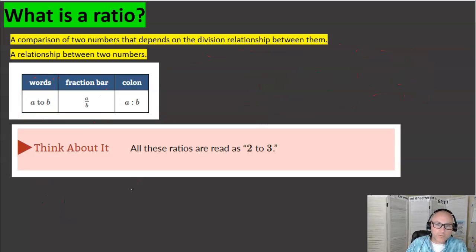So think about it. All these ratios are 3 to 2. Wait, 2 to 3? Wait a minute. 2 is what? The kitties. If you're saying that, what's the ratio of kitties to dogs? Then the ratio of kitties to dogs is 2 to 3.